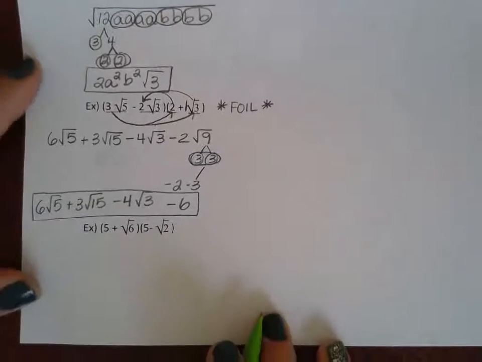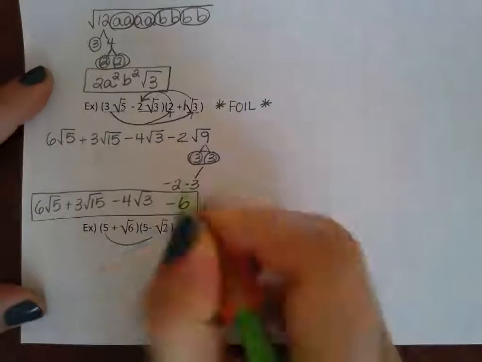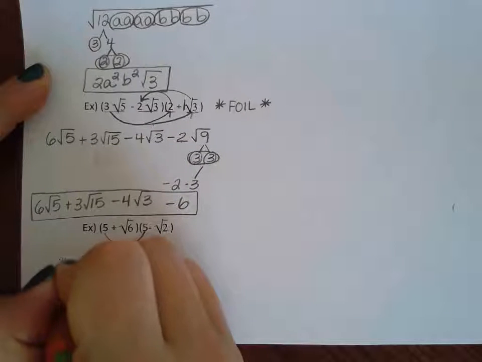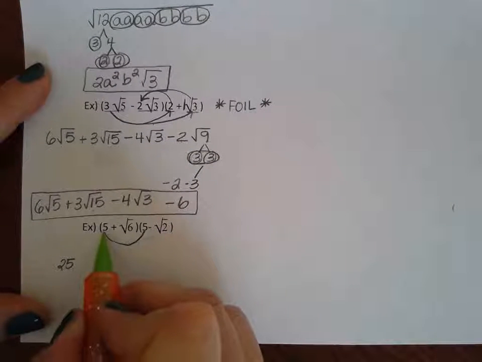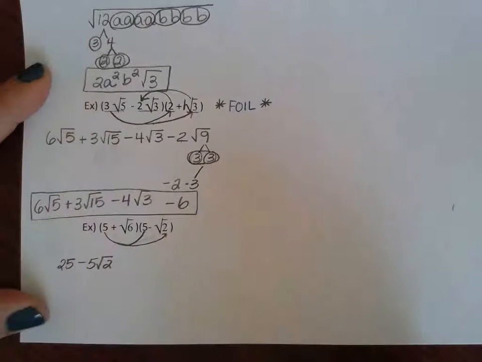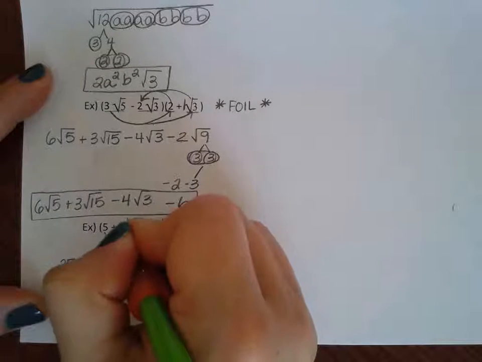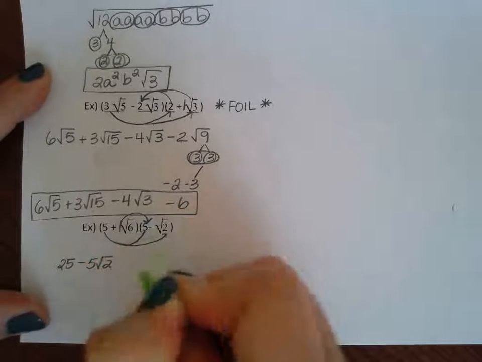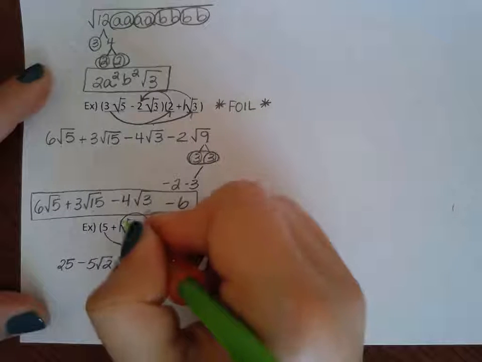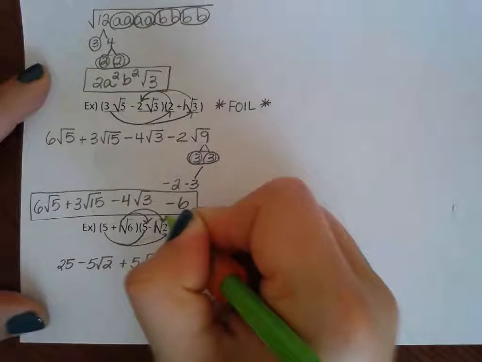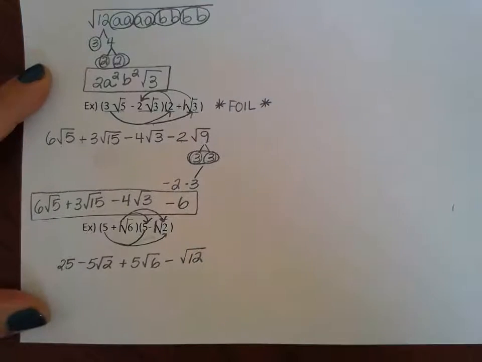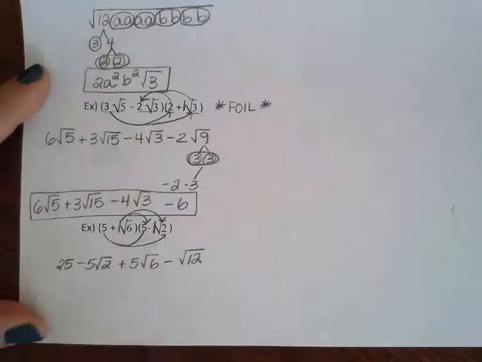Let's try the next one. So we're going to do 5 times 5, which is 25. And then we'll do 5 times negative 2, which is negative 5 root 2. Then there's a 1 in front of this, so 1 root 6 times 5 is 5 root 6. And then there's a 1 in front of this also. 1 root 6 times negative 1 root 2 is negative root 12. It would be negative 1 root 12, or just negative root 12.